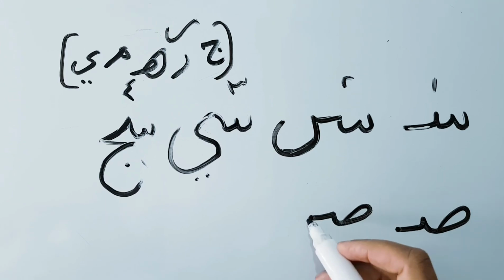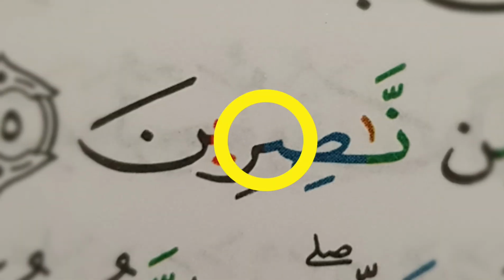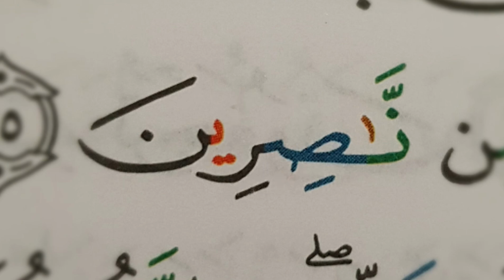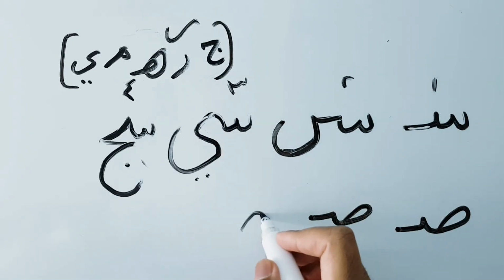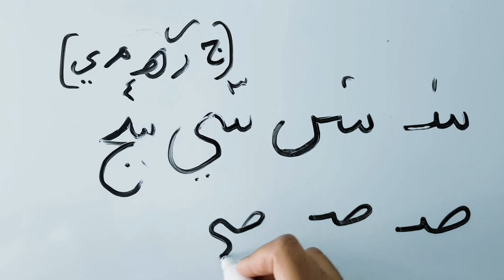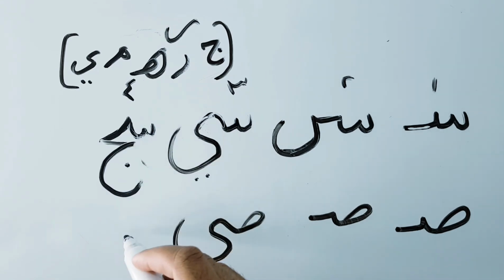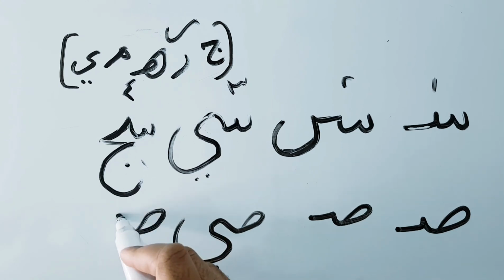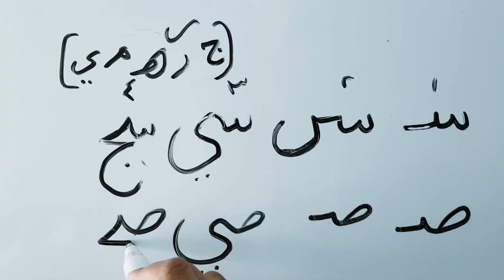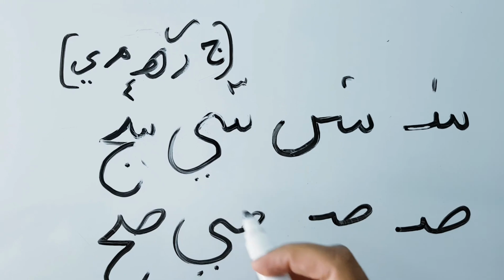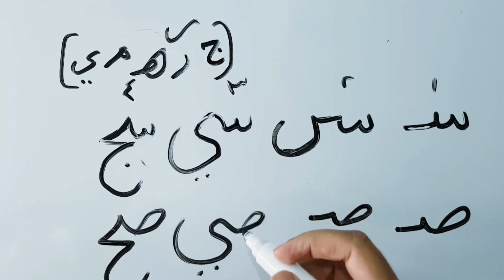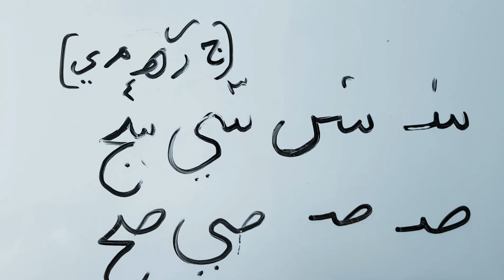Join from the top with ra and noon, most of the time. And it can also come like this. Sad, if I was to join it to ya, it can also come like this, where it's pointy. If I join it with jim. The final point is that when sad comes like this or like this, the extending line is usually not written.